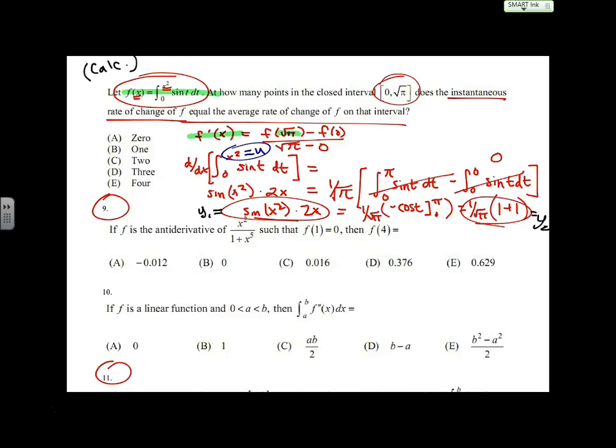And you would have to change your window settings to be your x min of 0 to your x max of root pi. And what are you looking for? When will they be equal? If you graph this guy as y1 and graph this guy as y2, intersections. Just count how many intersections there are. That's it. In radian mode, just count how many intersections there are.